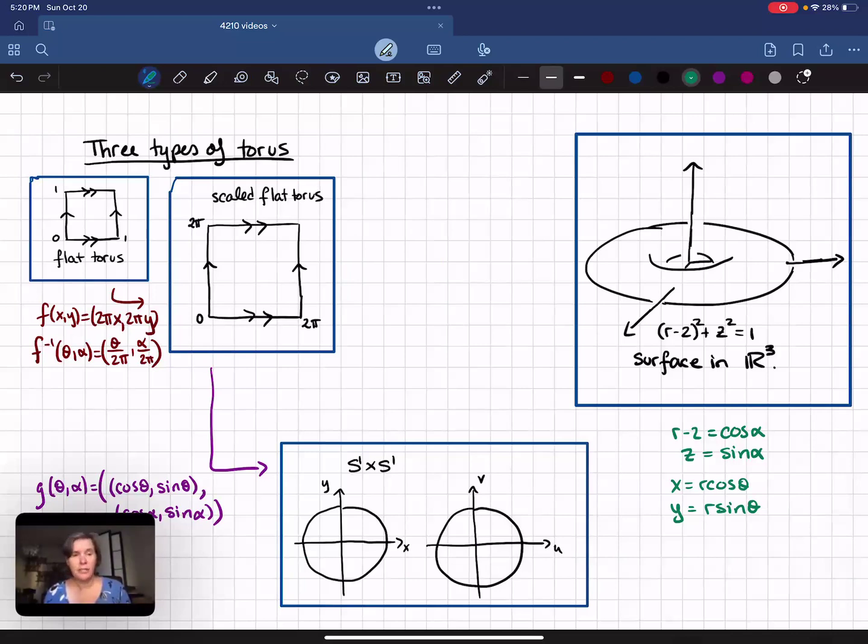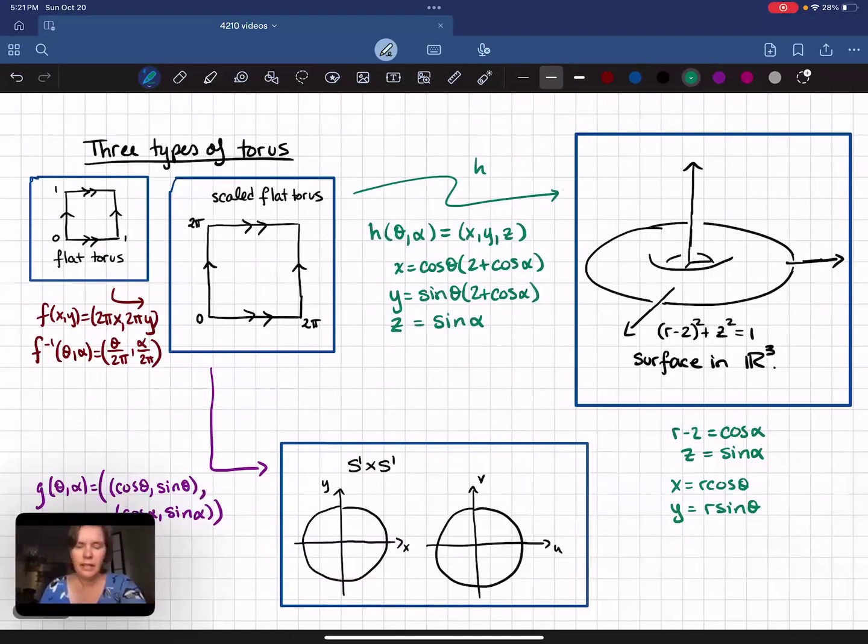And then this is using cylindrical coordinates. And I know that in cylindrical coordinates, the general formula is x is r times cosine theta and y is r times sine theta. And so I can put all that together to get a function h. So h will input a theta and an alpha, two angles, and it'll output a point xyz in R3. And that point xyz will be given by these formulas. So x will be cosine theta times the quantity 2 plus cosine alpha. Y is sine theta times the quantity 2 plus cosine alpha. And z is sine of alpha.